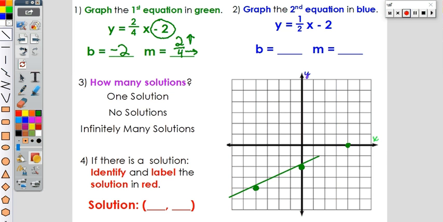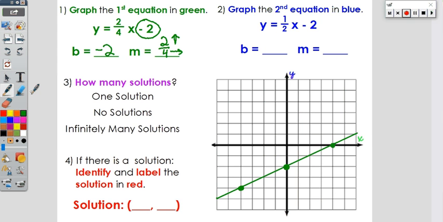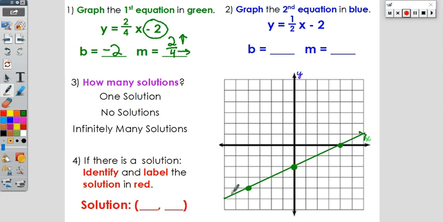Oops, I kind of missed that line. Let me try that again. There we go, that's better. All right, so I've got this line here. And now we're going to graph our blue line. Start with our y-intercept, -2, which is down here. This time I have a slope of 1/2, which means from here I'm going to go up 1 and then over 2. So up 1 over 2, up 1 over 2, up 1 over 2.